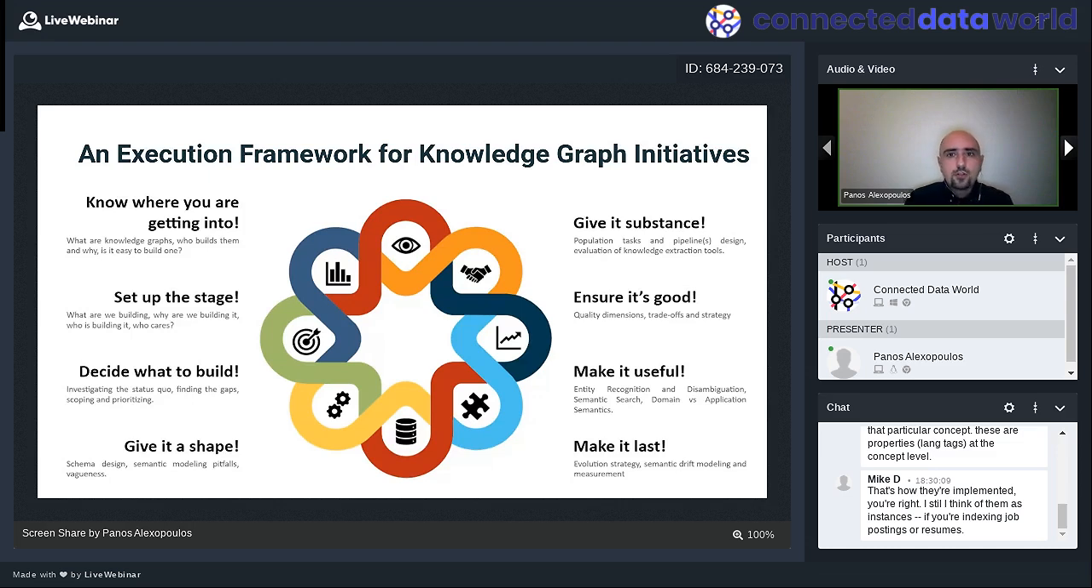So when you consider a knowledge graph initiative, right? First, it's important that you know what you're getting into, what you're signing up for, right? So what are knowledge graphs, who builds them and why, and is it easy to build one? So all this knowledge that we saw, so that we can avoid things like, yeah, it's easy to build a knowledge graph in 2 months, right? Or all we need is a fancy graph database and that's it.